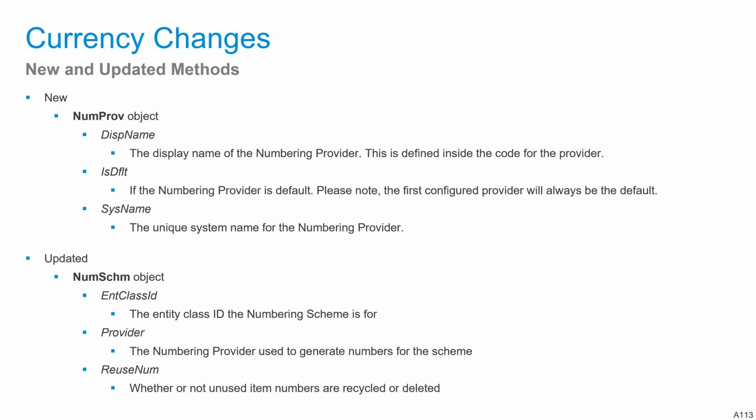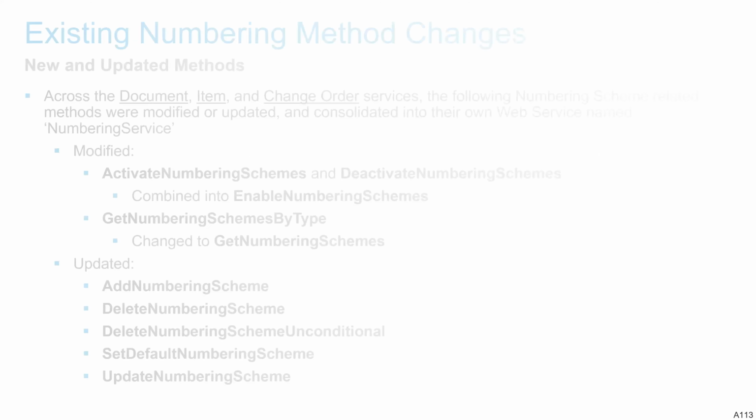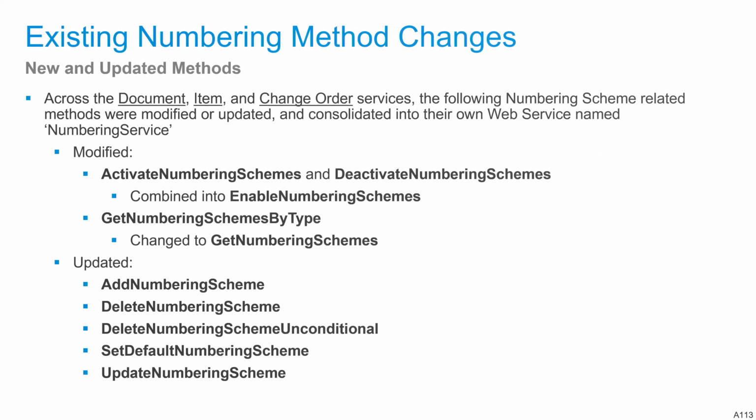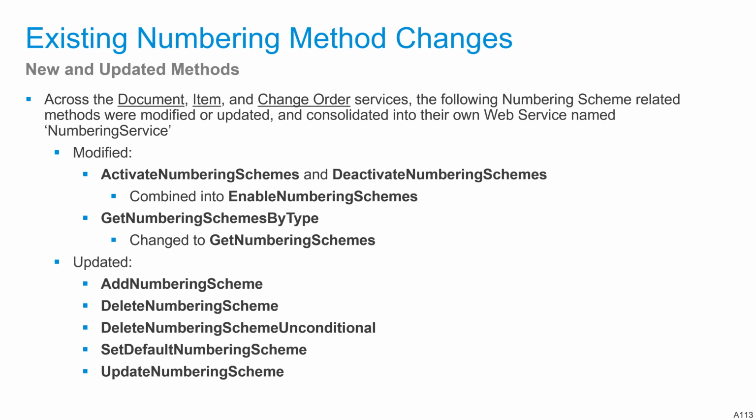And there's a small note here that I wanted to add, that when configuring your number providers, typically the first provider will be your default, and that will also be covered later on in the slides. So moving on, we had a few methods across the document, item, and change order services that were retained, but they were moved into the new service. And that includes these methods here.